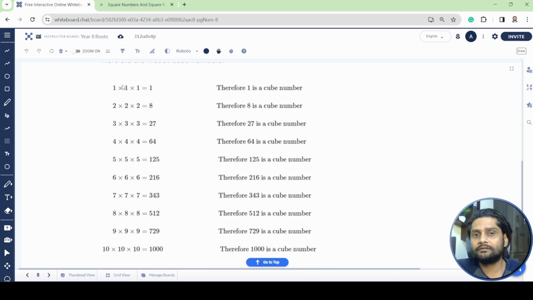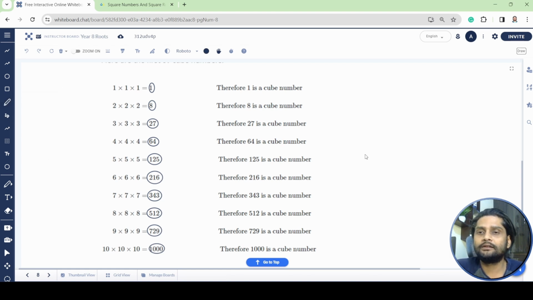Again, the numbers that we are multiplying are not the cube numbers. The result that we get after multiplying is called the cube number, like 1, 8, and 3 multiplied three times becomes 27. So 27 is a cube number, 64 is a cube number, and so on. Then 125, 216, 343, 512, 729, and 1000 when we cube 10.